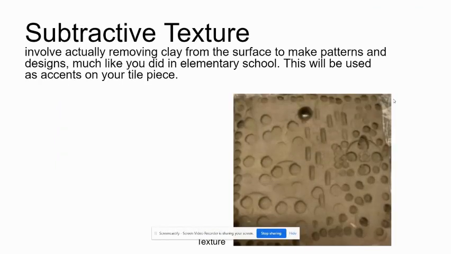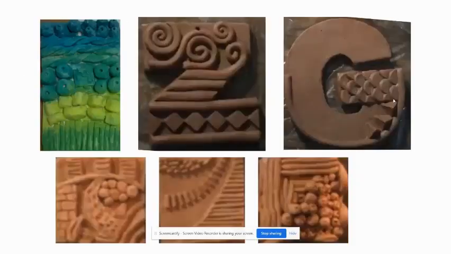Subtractive texture involves actually removing clay from the surface to make patterns and designs, much like you did in elementary school. This will be used as accents on your piece. So you can see here there's divots from where clay was removed. Here's some examples of additive texture tiles.